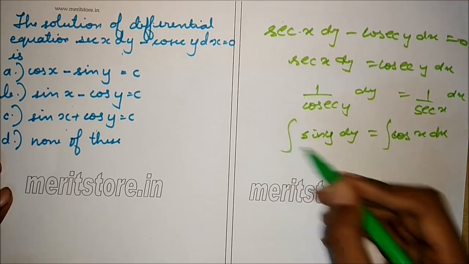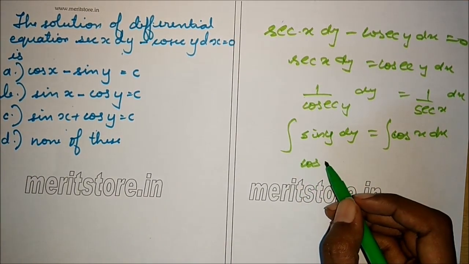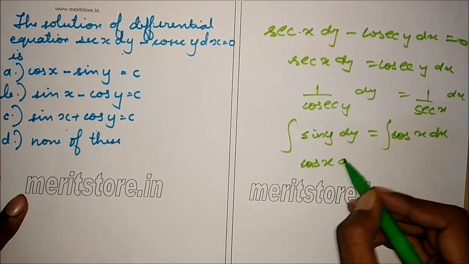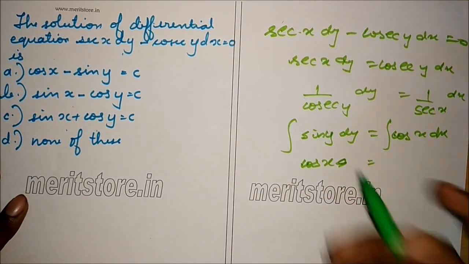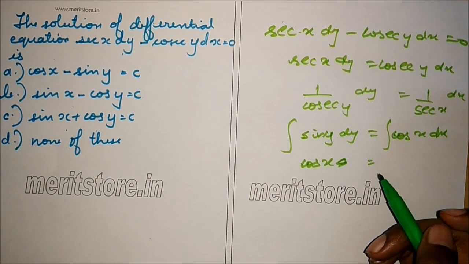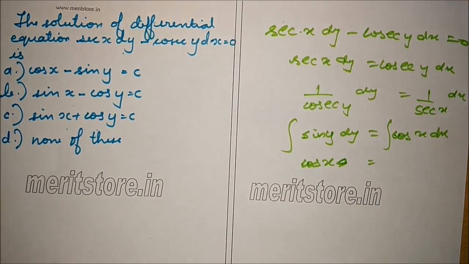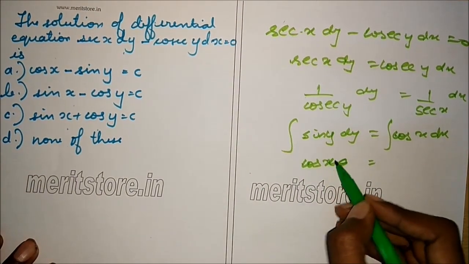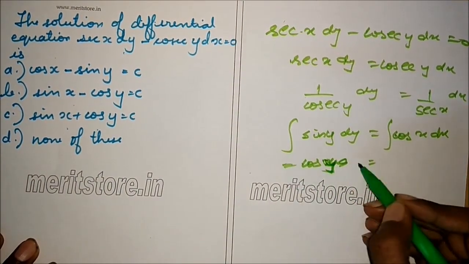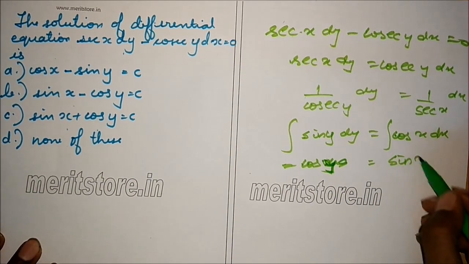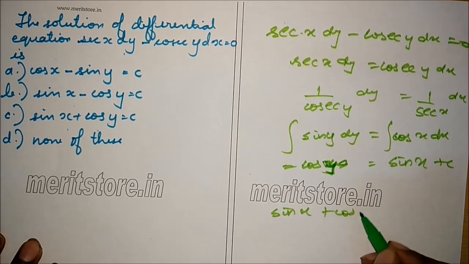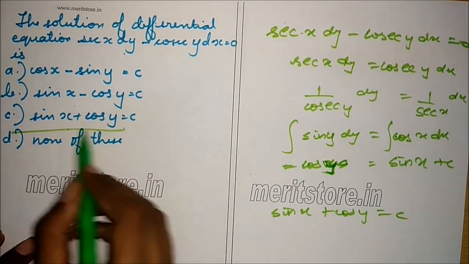So integrating both sides, we get, so integration of sin y is minus cos y and cos x is sin x plus c. So shifting this to RHS, we get sin x plus cos y is equal to c, which is option C.